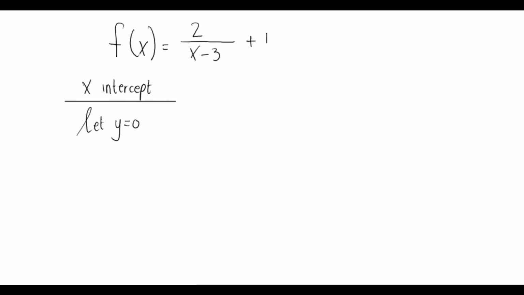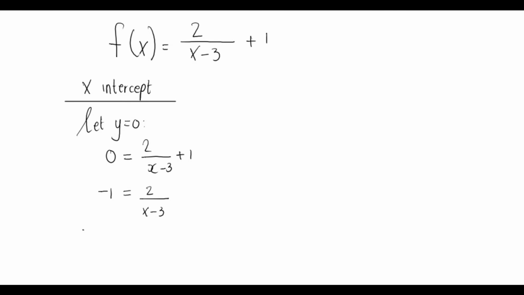So what we're going to do is, you know that f(x) = 2/(x − 3) + 1. We're going to start off with getting the x-intercept. To get the x-intercept, we need to let y equal 0, and we already know that f(x) is equal to y. So it's going to be 0 = 2/(x − 3) + 1, and you just solve this equation for x, in other words, make x the subject of the formula. So it's going to be −1 = 2/(x − 3).